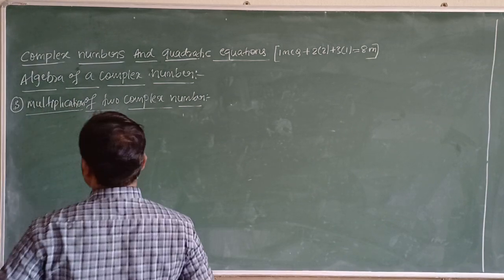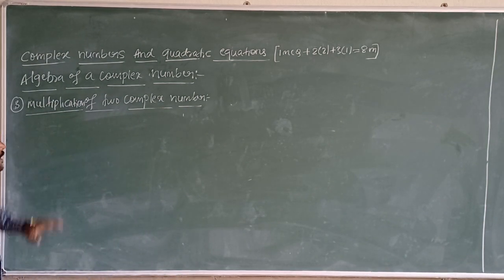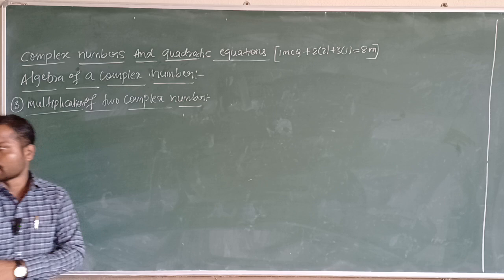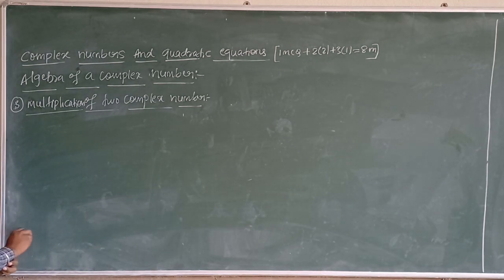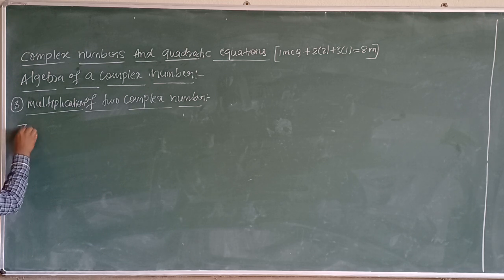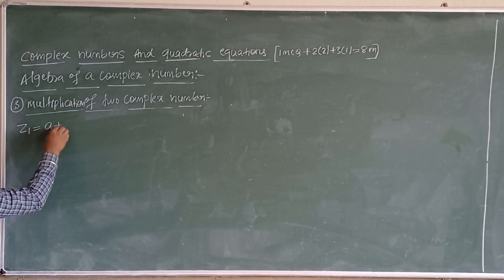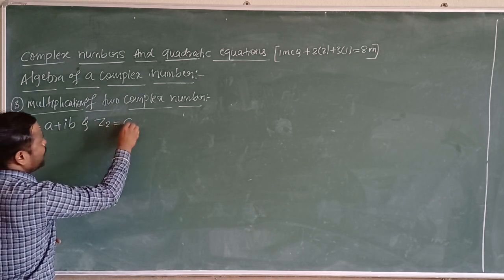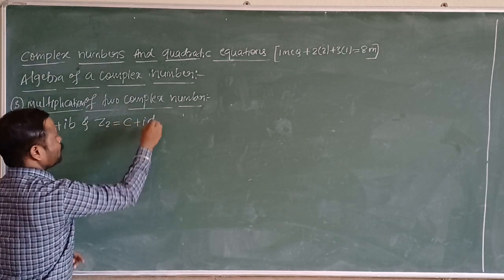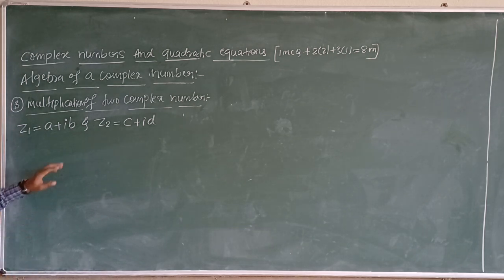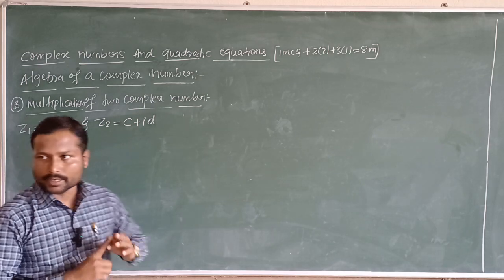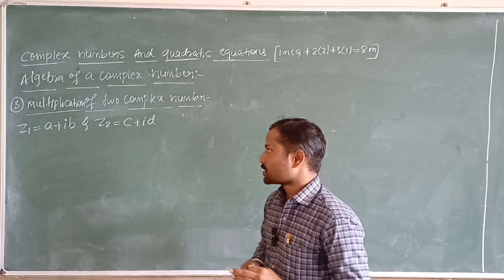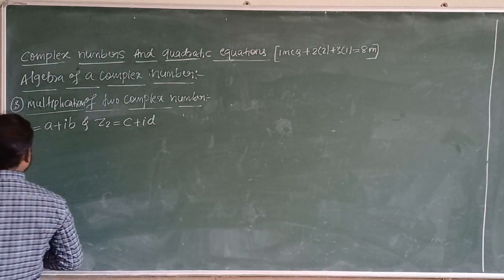Right, take that is third operation, that is multiplication of two complex numbers. Take in general form, that is z1 is equal to a plus ib, and z2 is equal to c plus id. Now, these are the two complex numbers. Addition and subtraction are done, now we have to go to multiplication, that is z1 into z2.